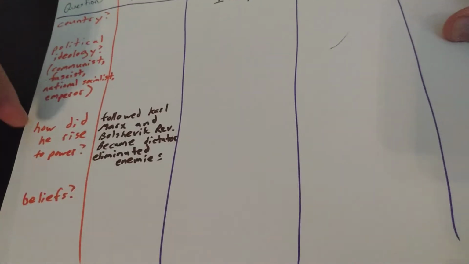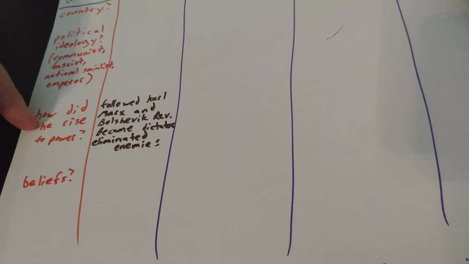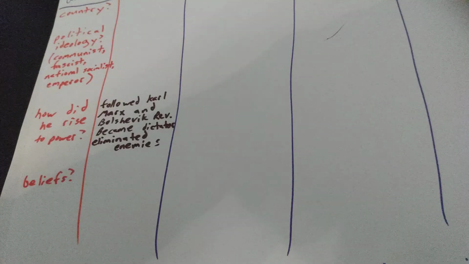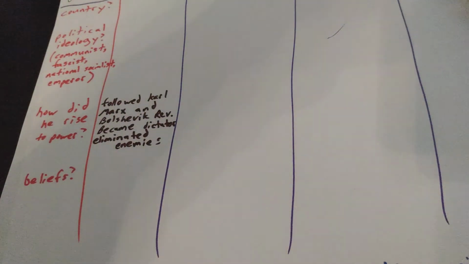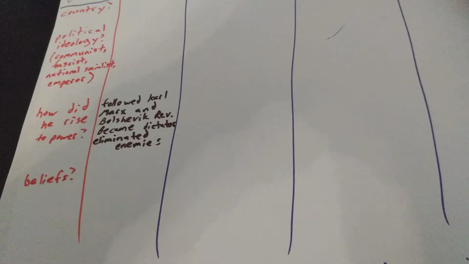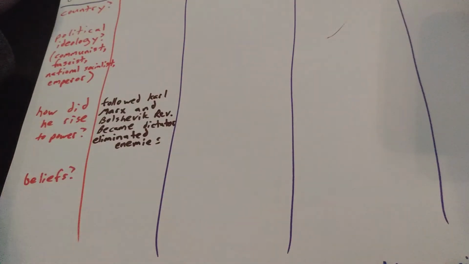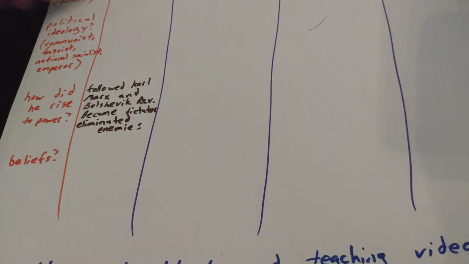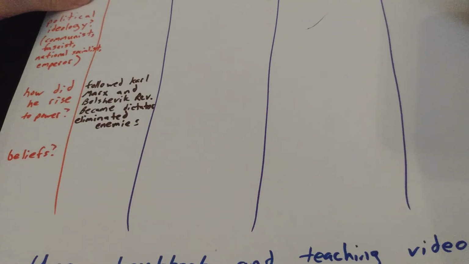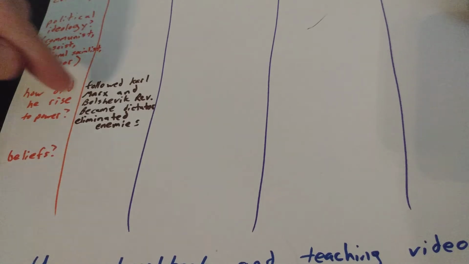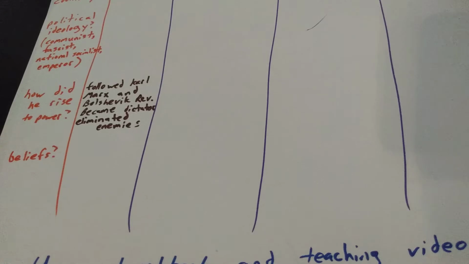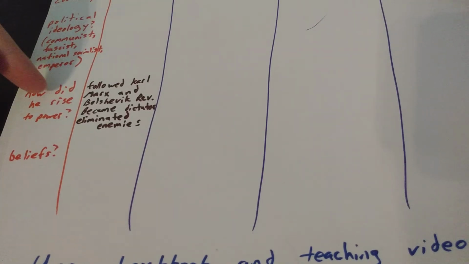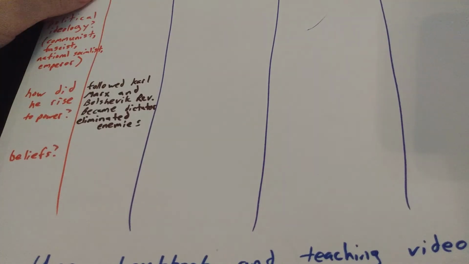All right, and then this next one, how did he rise to power? And beliefs. These are going to take a little bit longer because it forces you to look back at those teaching videos, to look back at that, and to reread some of the stuff in the textbook, and you're going to have to answer these questions. How did he rise to power, and the beliefs?